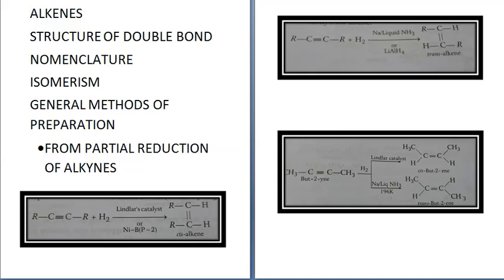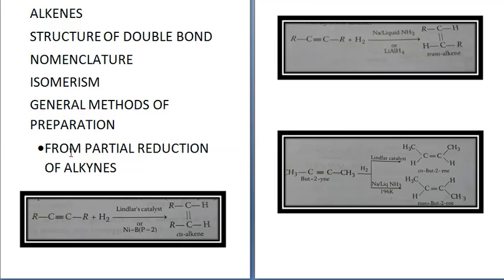Nomenclature: the suffix ene is added to the longest chain of carbon atom having the double bond. Detail of the nomenclature you have studied in the previous chapter. Isomerism of alkenes: they show structural as well as stereoisomerism. In structural isomerism, they show chain isomerism, position isomerism, ring chain isomerism, and in stereoisomerism they show geometrical isomerism. All these types of isomerism again we have discussed in detail in the previous chapter of organic chemistry.